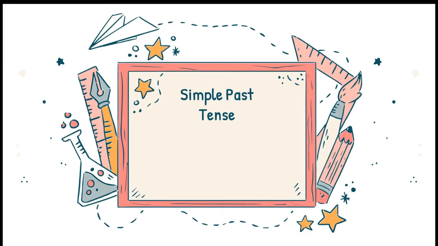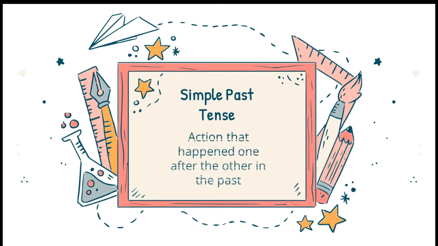Okay, after we learned about simple past tense last week, do you still remember what is simple past tense or when do we use it? Yeah, simple past tense is actions that started and finished in the past. Or we can say simple past tense is action that happened one after the other in the past.